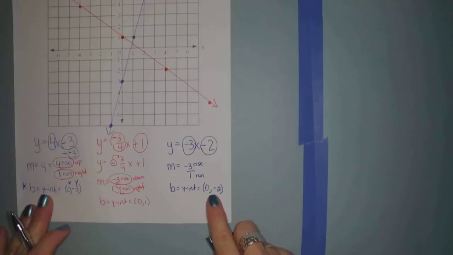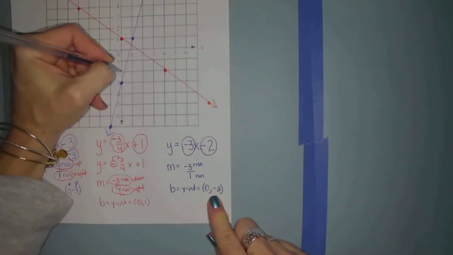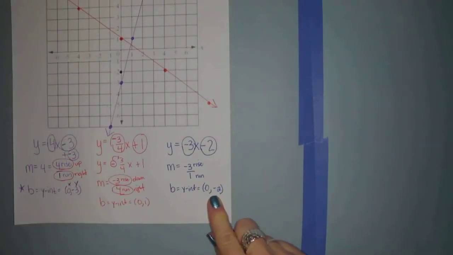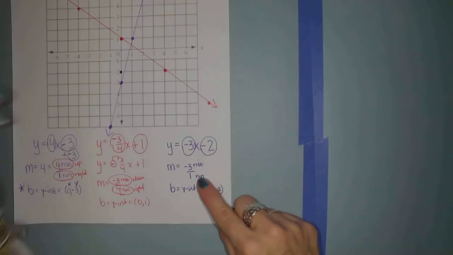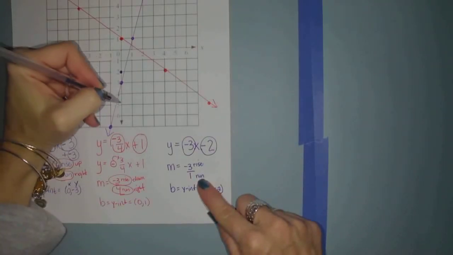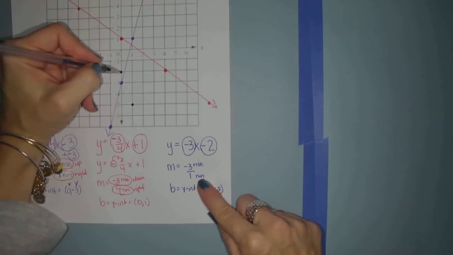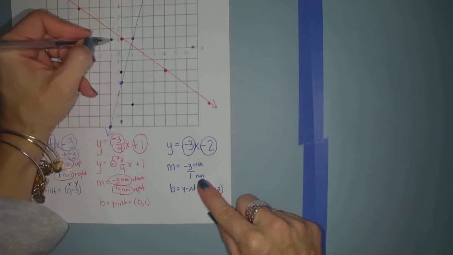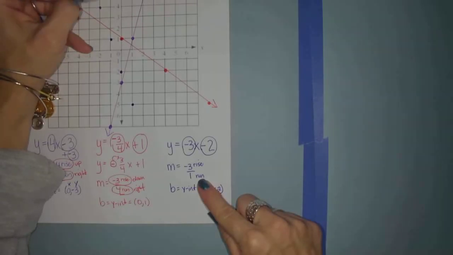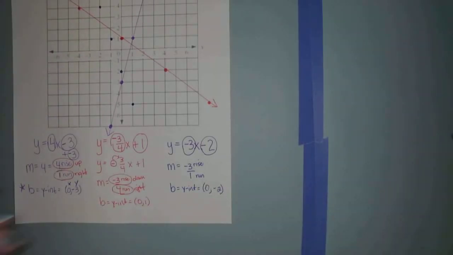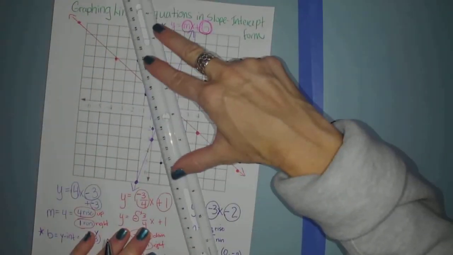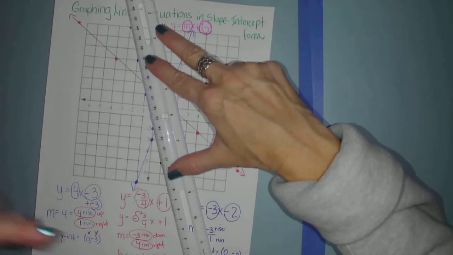So let's launch from 0, negative 2, right here. And then I'm going to go down 3, right 1. 1, 2, 3, right 1. I'm going to run off there, so go opposite. 1, 2, 3, left 1. And so my blue line looking like this.